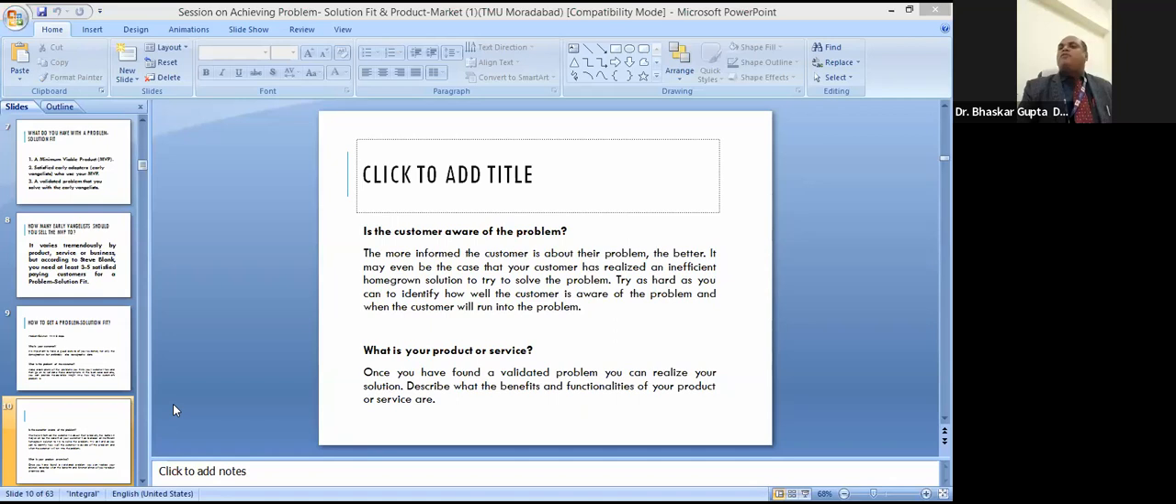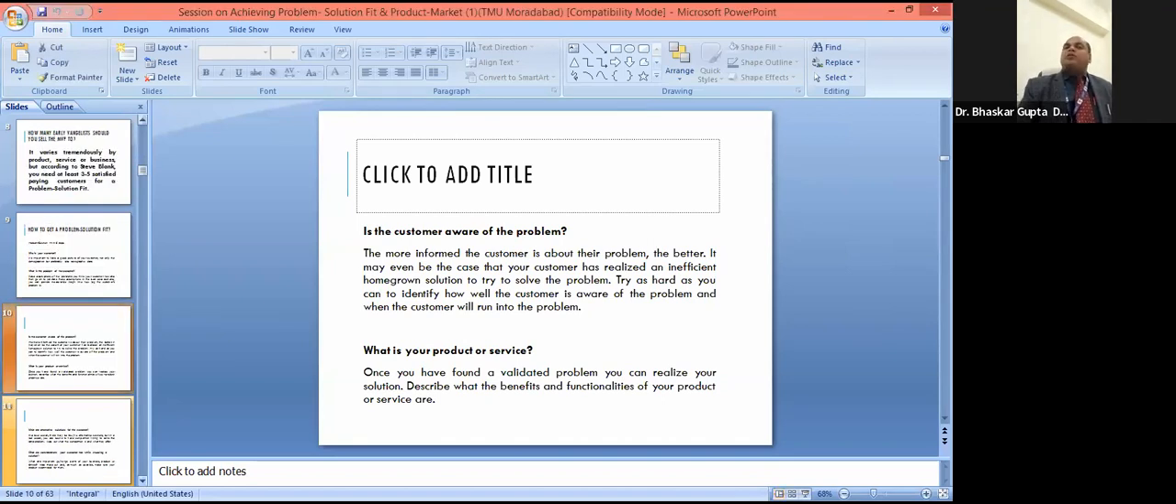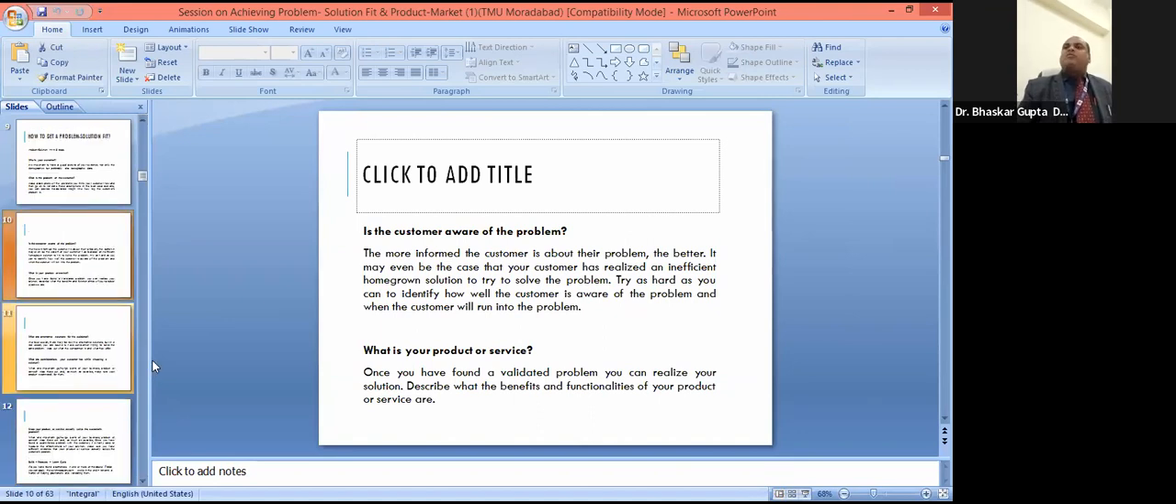What is your product or service? Once you have found a validated problem, you can now realize your solution. And definitely, once you realize the solution, you have to tell the customer the benefits and attractions of your product, the functionalities of your product. Because if you do not describe the merits and functionalities of your product in much more detail, then maybe the customer will lose interest and may not buy your product.